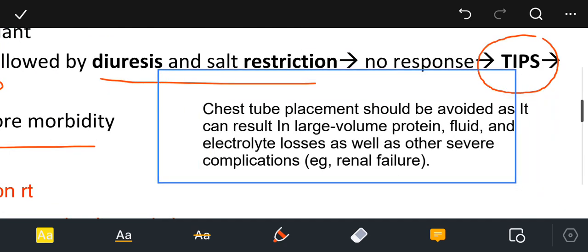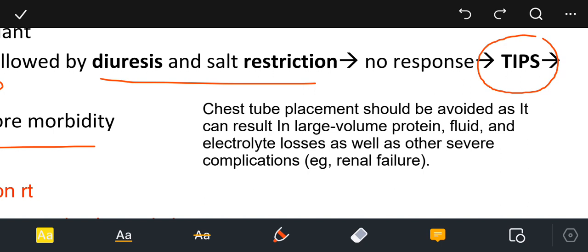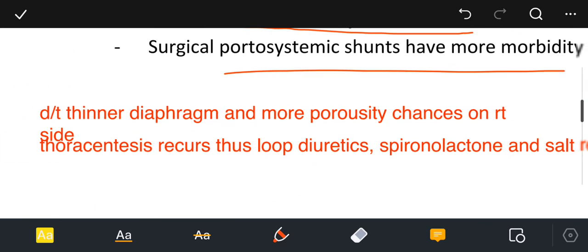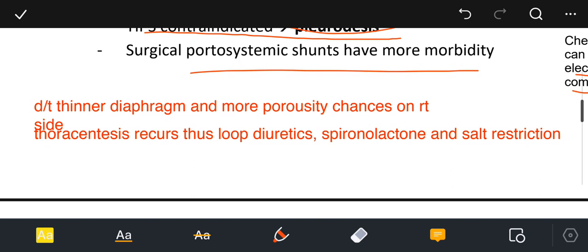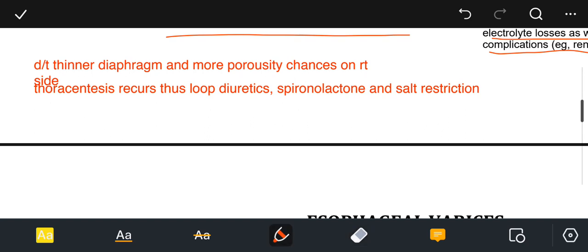Chest tube placement should be avoided as it can result in large volume protein, fluid and electrolyte losses as well as other severe complications, for example renal failure. Here you can see that due to thinner diaphragm and more porosity, chances on the right side, thoracocentesis recurs, thus loop diuretic, spironolactone and salt restriction should be done.